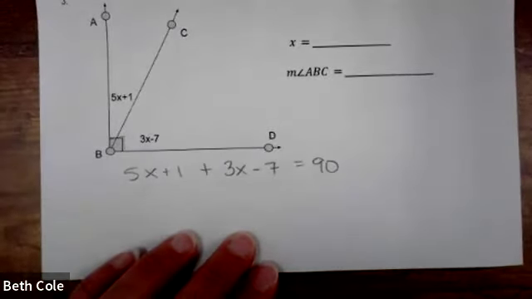And what are those called? Flip back to the other side if you don't remember. If they add to 90, what does that mean? Complementary. Perfect.